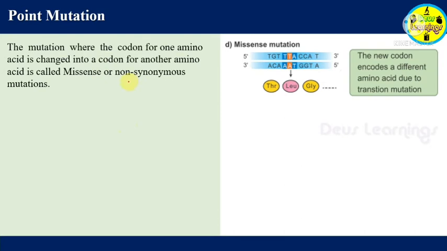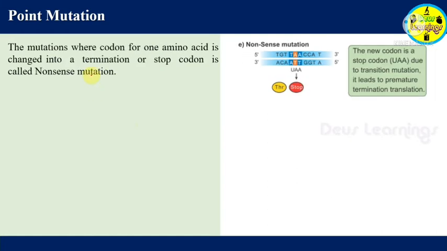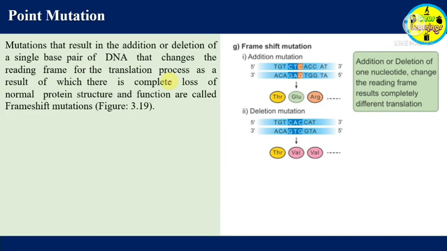Non-synonymous or missense mutation: if there is a change that brings a change in amino acid, that will be known as missense mutation. Nonsense mutation: if the mutation brings a stop codon, that leads to termination, which is known as nonsense mutation. Frameshift mutation: for example, like I showed you, here it is given TGT, then CGT. Because of the change, there is an addition and a change in the sequence, so that will be known as frameshift mutation.